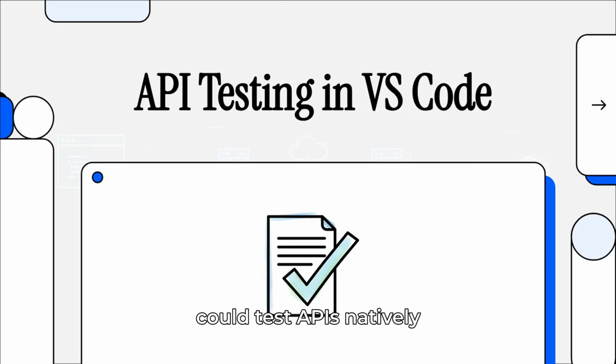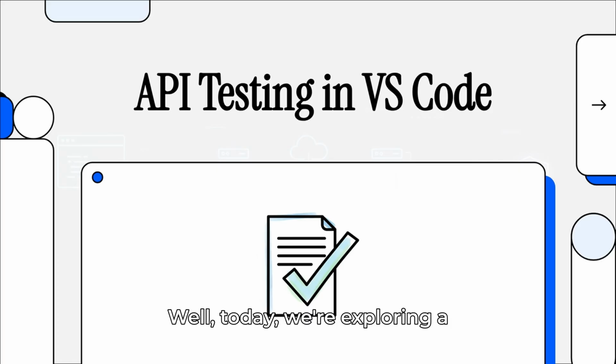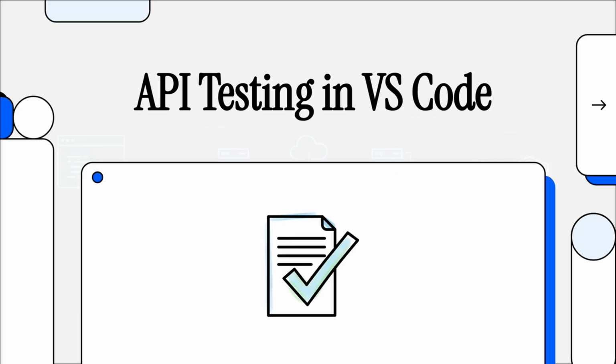But what if you could test APIs natively, without ever leaving your codebase? Well, today, we're exploring a radically efficient workflow using the REST client extension for Visual Studio Code.